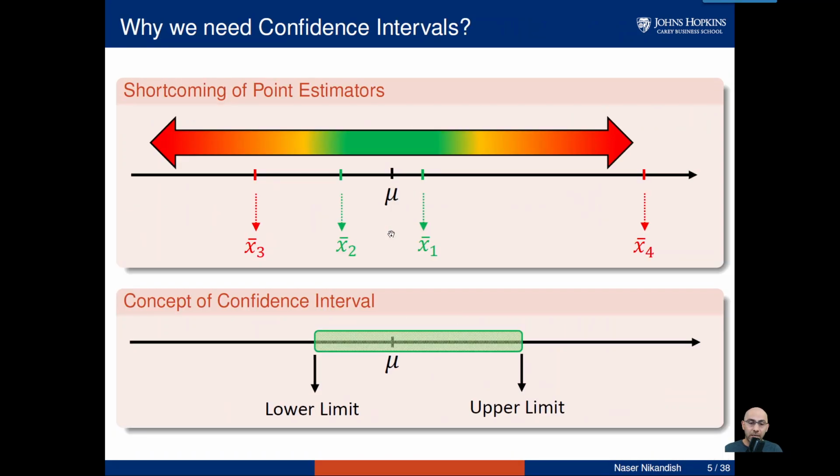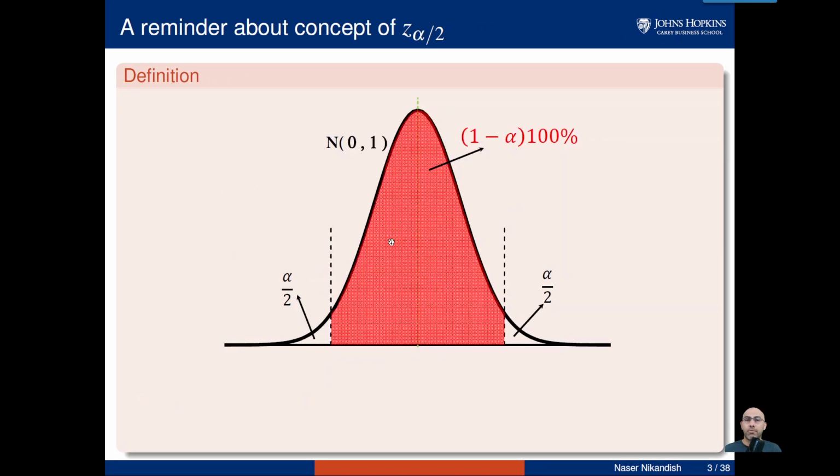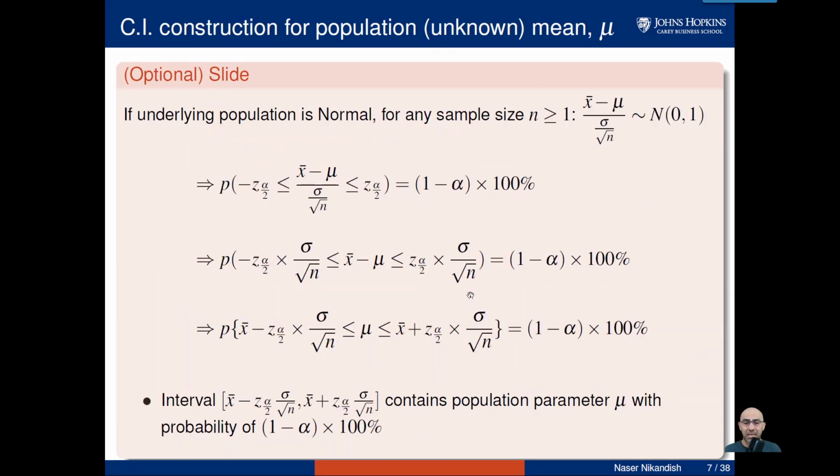So the idea is right here. The idea comes from the concept of z of alpha over 2, as a matter of fact. We know that under the z distribution, if this side is alpha over 2, this side is alpha over 2, the area in the middle is 1 minus alpha, right? Because this alpha over 2 together is alpha. The area between those two is 1 minus alpha, right? And that's exactly what we are going to do.